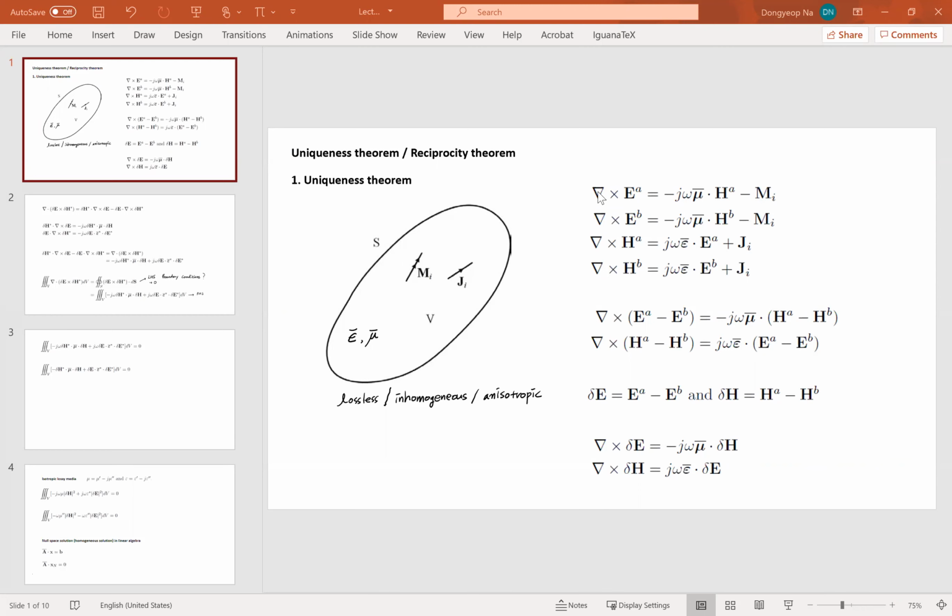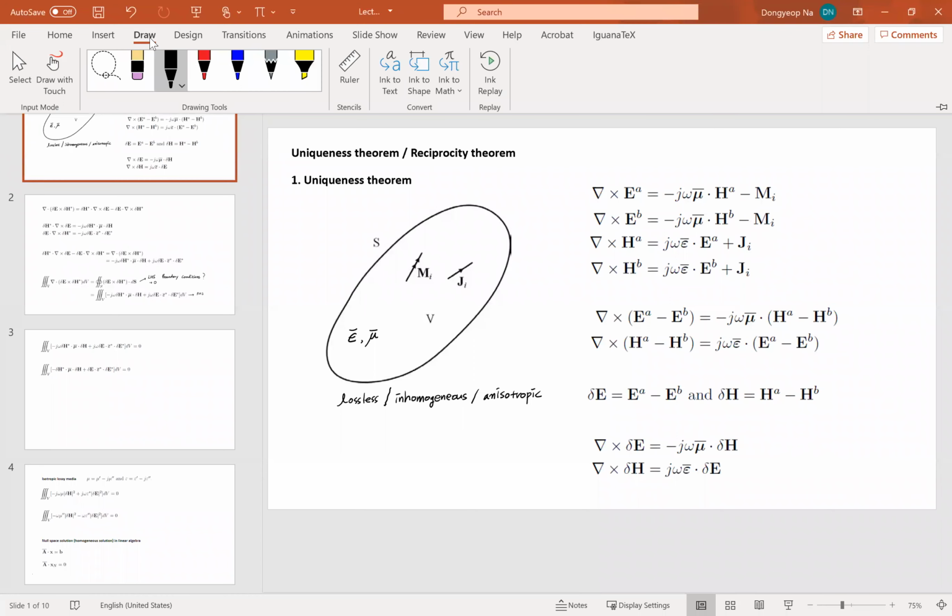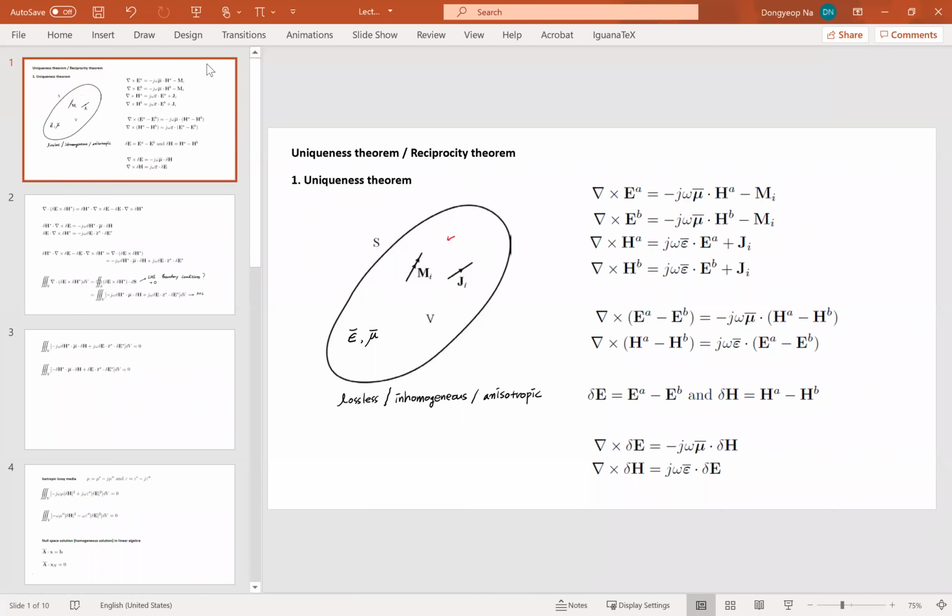So this week, we're going to look at some important theorems in electromagnetics, which are the uniqueness theorem, the reciprocity theorem, the equivalence theorem, and so on. Today I'm going to cover the uniqueness theorem and some part of the reciprocity theorem. First is the uniqueness theorem. We can ask ourselves a question: if we have a source here, source MI is the magnetic current.